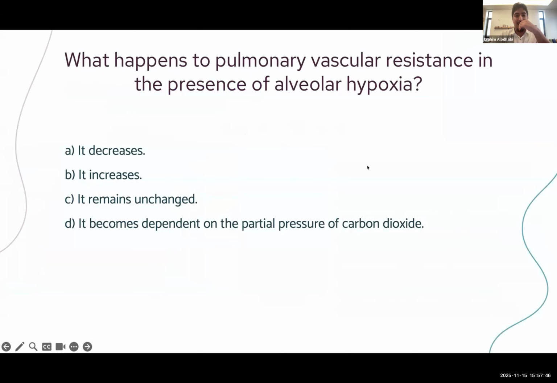Next question. What happens to pulmonary vascular resistance in the presence of alveolar hypoxia?